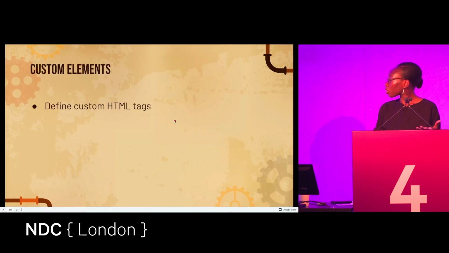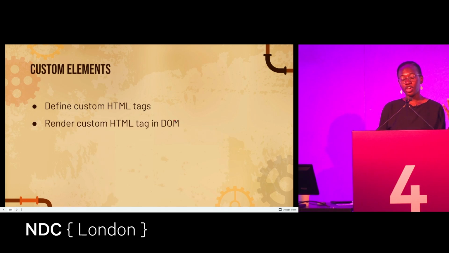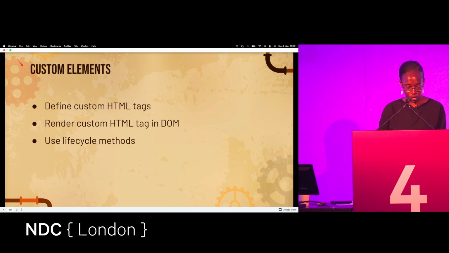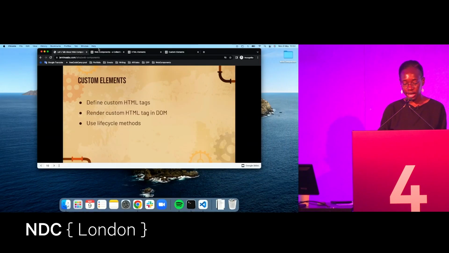So yeah, custom components are what allow you to define custom HTML tags. They render the custom HTML tag in the DOM, and they use lifecycle methods. The same way we can have React componentDidMount, in custom components we will have connectedCallback. So yeah, let's see a little code now on how I would write a custom component using the same post that I had before.